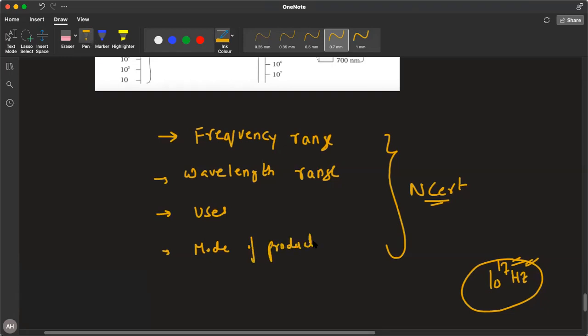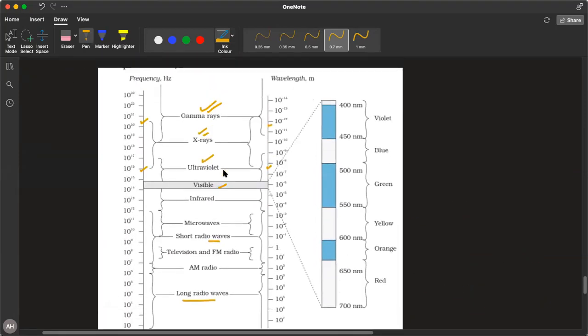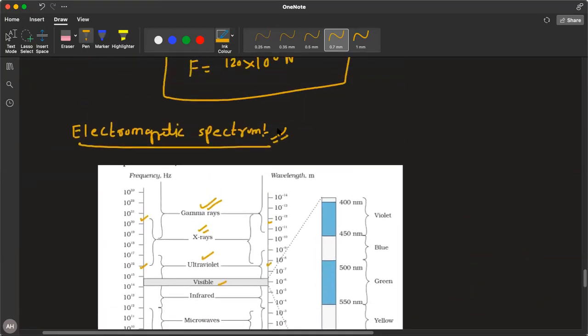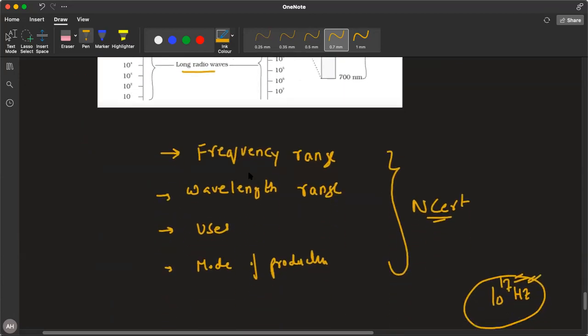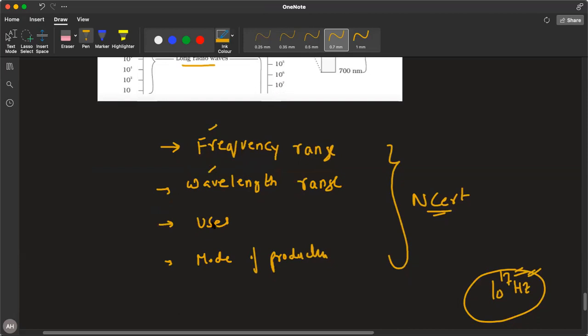So for each and every wave, you will remember these things. Don't draw this spectrum, just note down the topic, electromagnetic spectrum, and these points. You have to remember frequency range, wavelength range, uses, and mode of production.